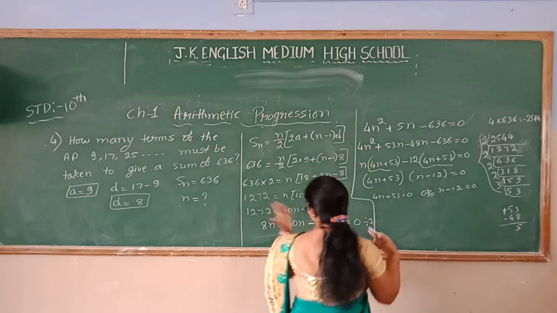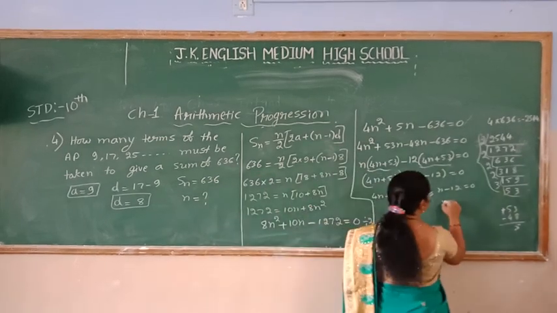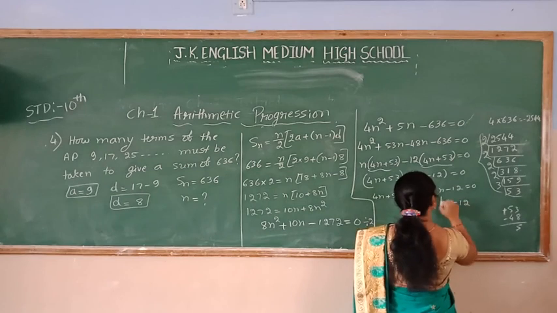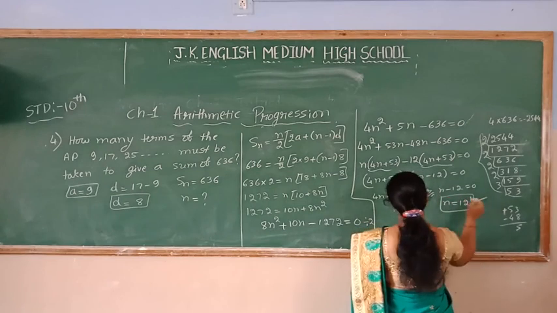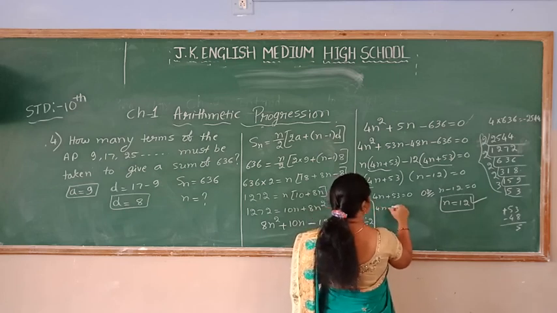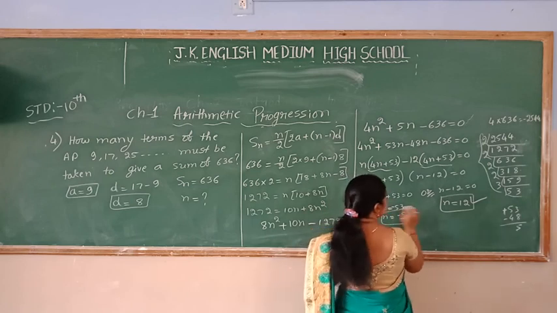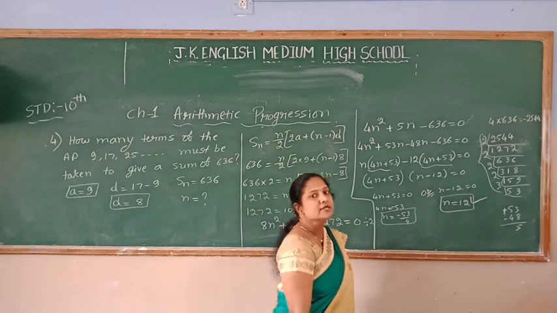We have to find out the number of terms. Number of terms always should be a whole number. So n is equal to 12 then. So we know how many terms there are: 12. But here also 4n is equal to minus 53, n is equal to minus 53 divided by 4. But we are going to consider the whole number n value as 12.